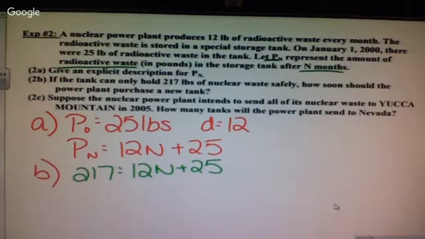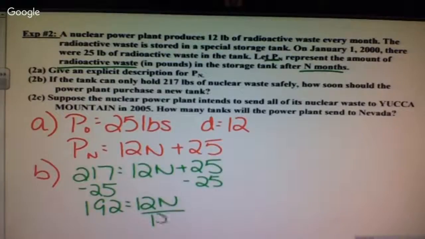We're going to solve for n again. So we subtract 25, and we get 192. And then we divide by 12, and you'll get 16. So n equals 16.